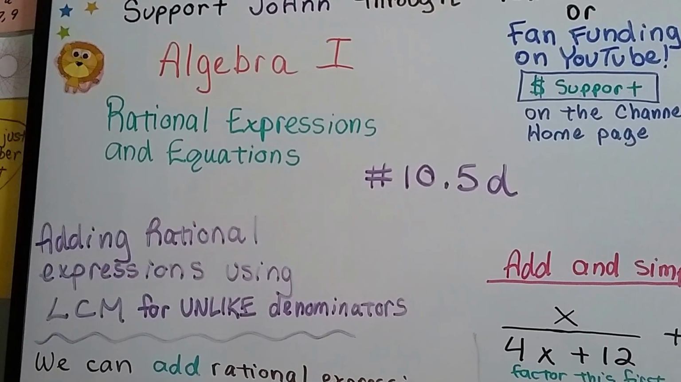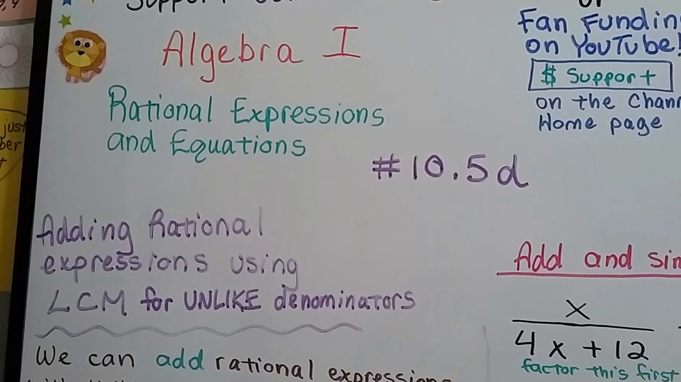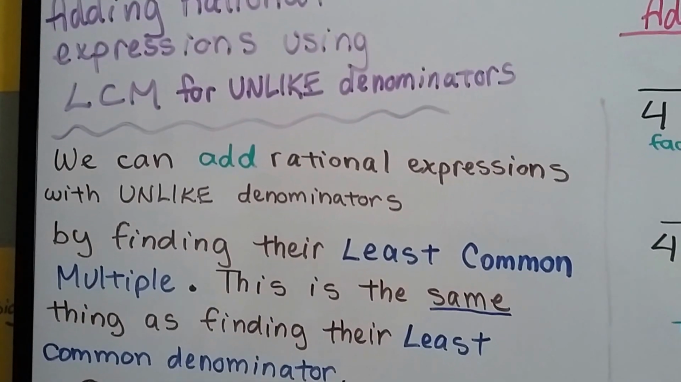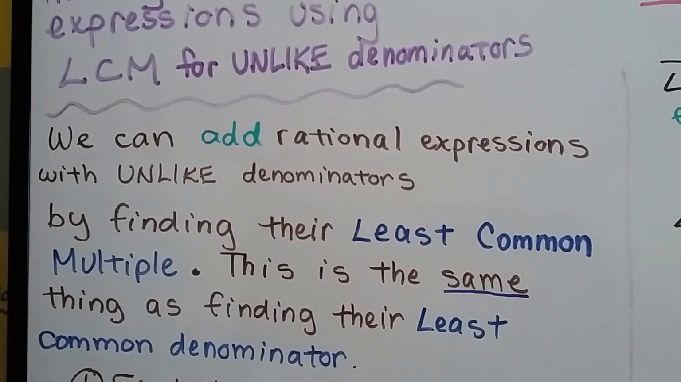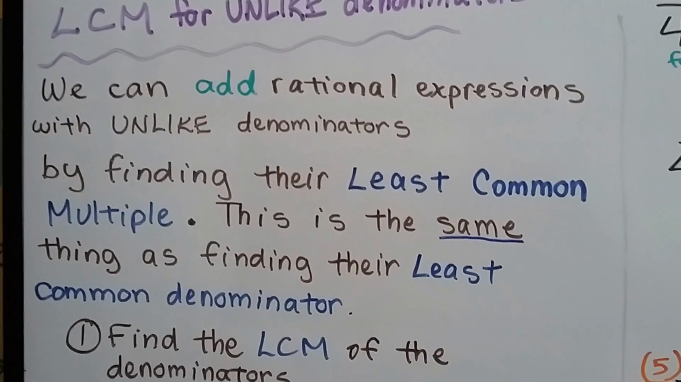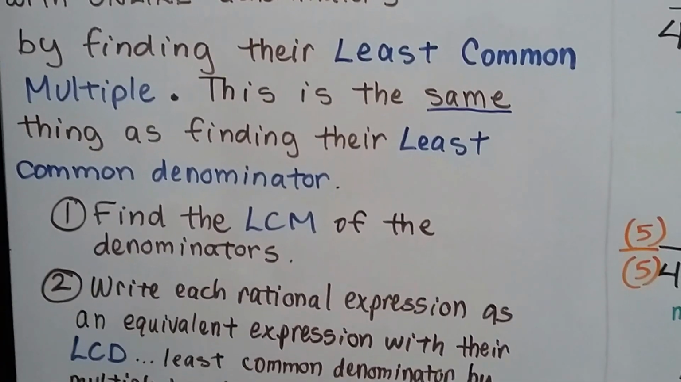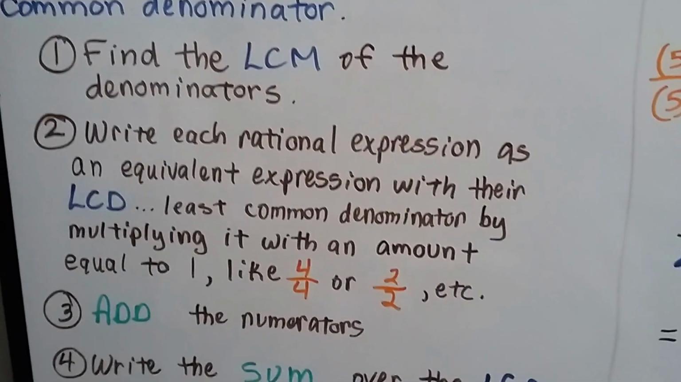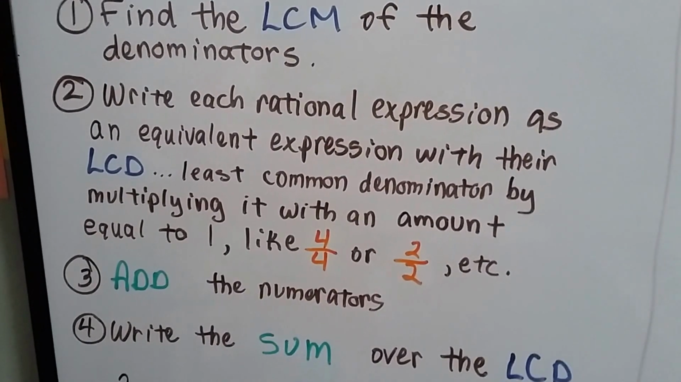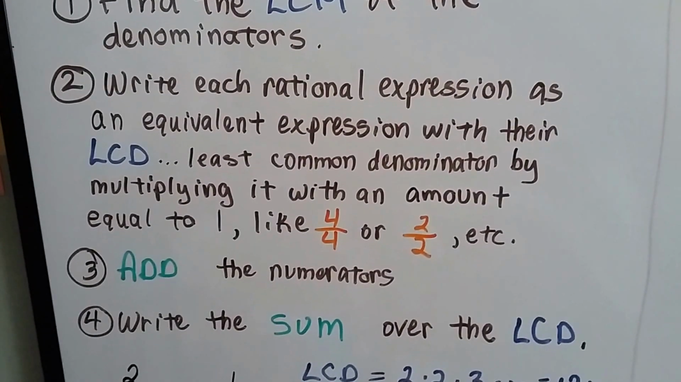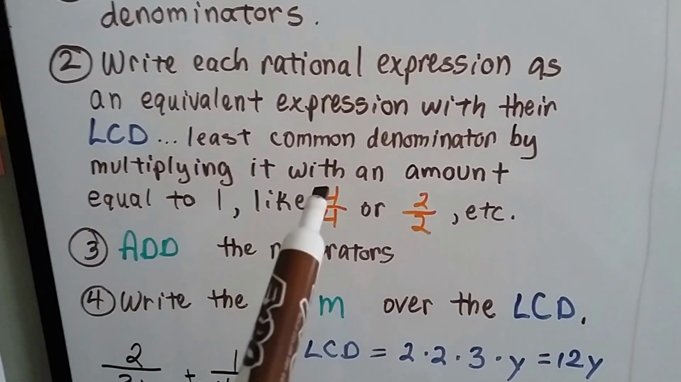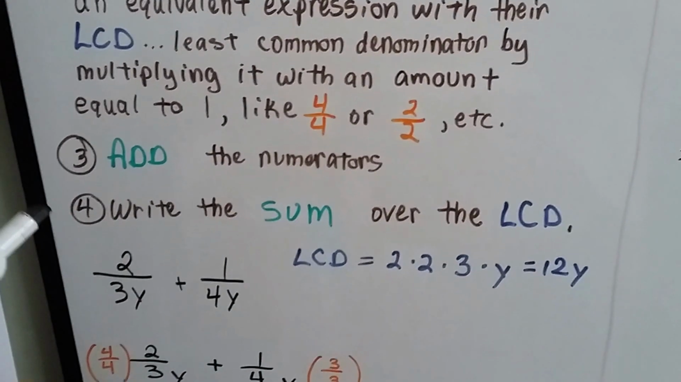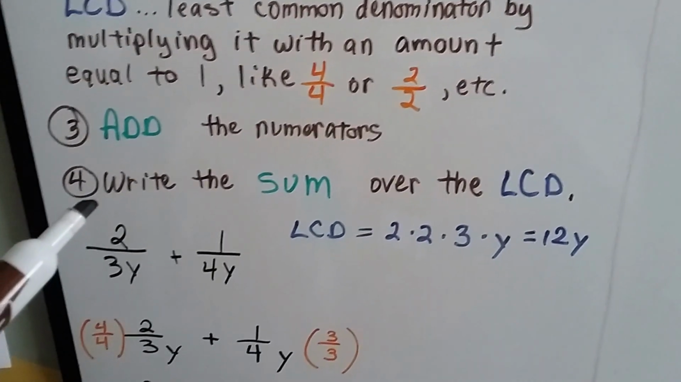We're going to be talking about adding rational expressions using the least common multiple for unlike denominators. We can add rational expressions with unlike denominators by finding their least common multiple. It's the same thing as finding their least common denominator. We find the LCM of the denominators. We write each rational expression as an equivalent expression with their least common denominator by multiplying it by an amount that's equal to 1, like 4 over 4 or 2 over 2, and so on. When we add the numerators, we write the sum over that least common denominator.